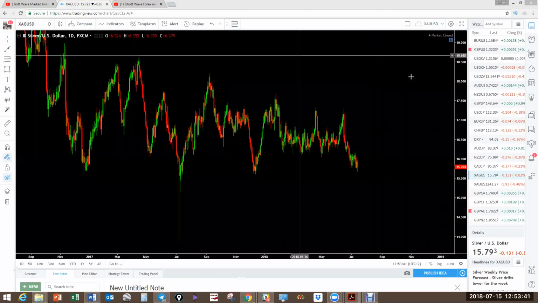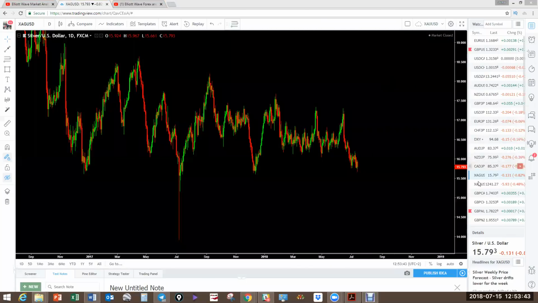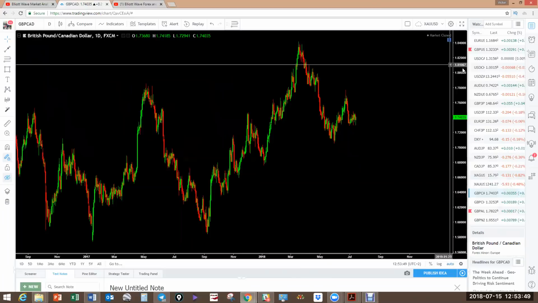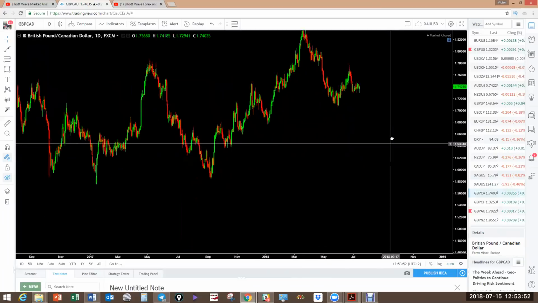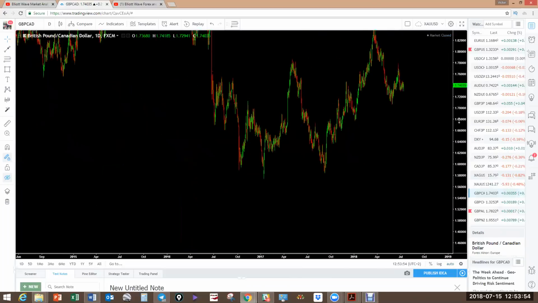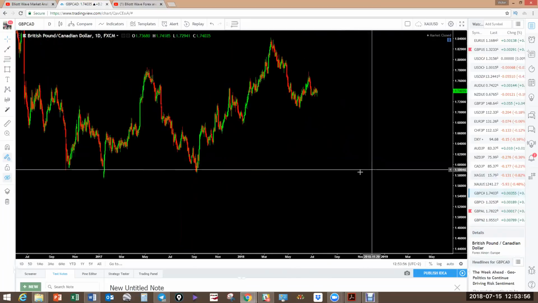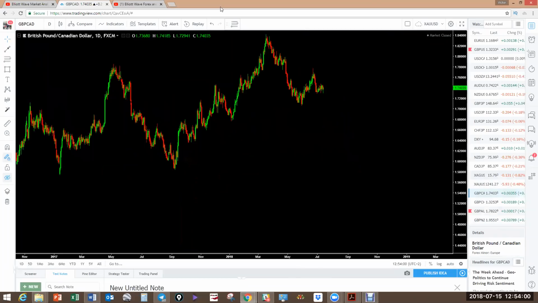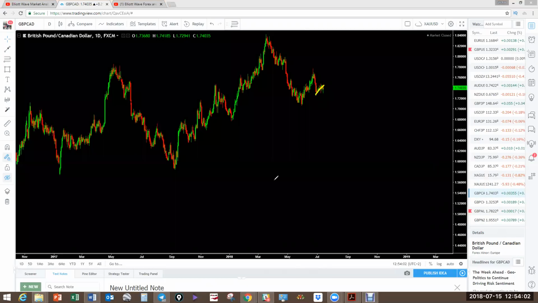All right, so let's carry on here. So that's silver and gold. Let's go to the pound pairs. So pound pairs, okay. Looking at pound CAD, one of the most loyal pairs that we have, you can see this one is begging to go down. I'm on the daily here now. This is nothing but a correction.